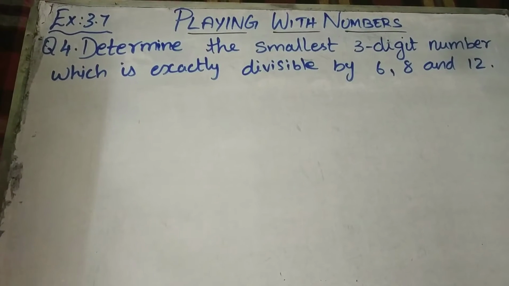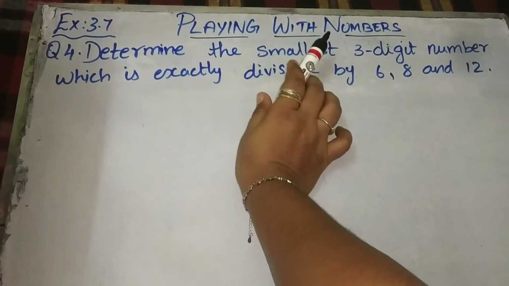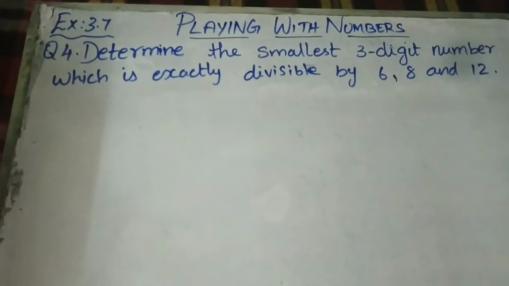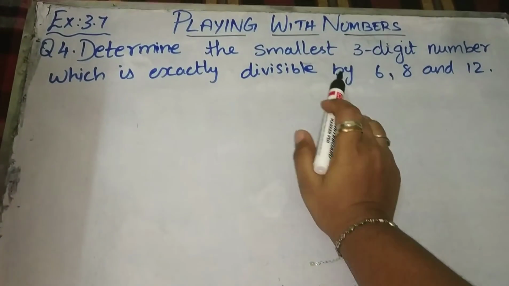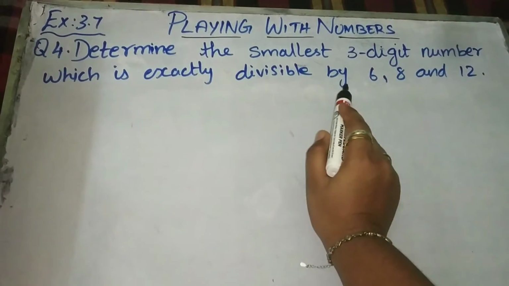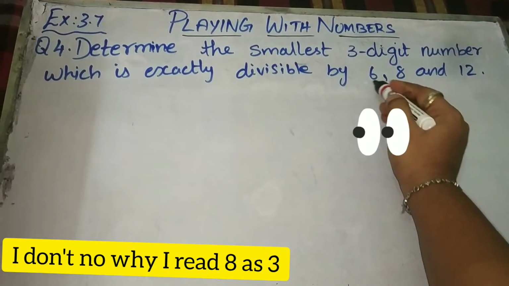Today we are going to see class 6 chapter 3, Playing with Numbers, question number 4 in exercise 3.7. Determine the smallest 3-digit number which is exactly divisible by 6, 8 and 12.